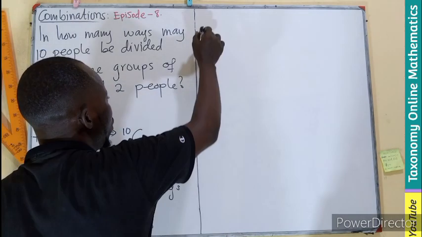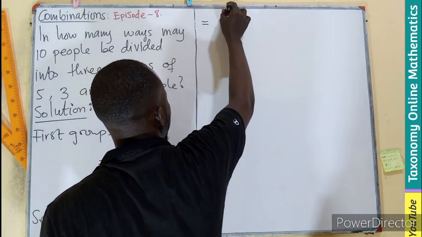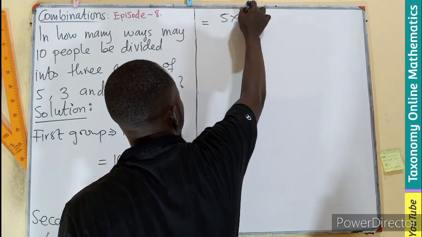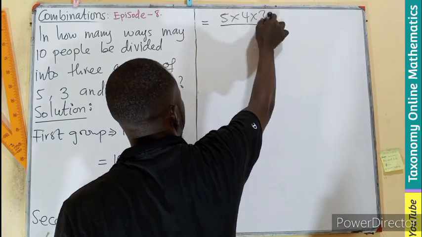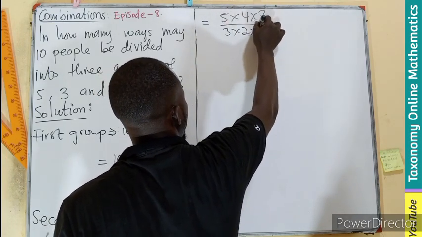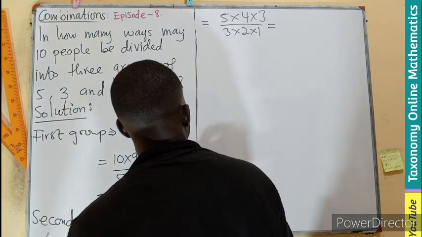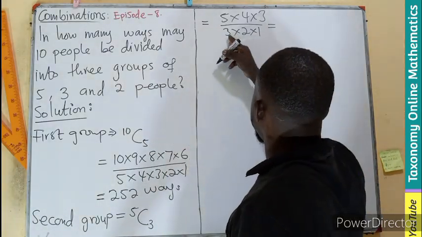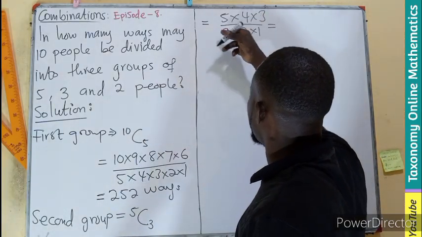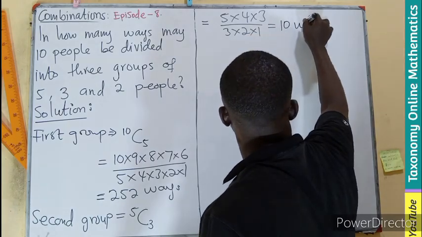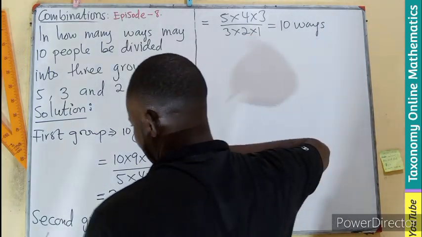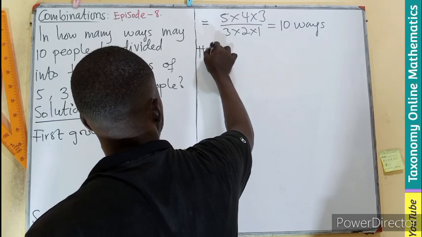Then that can be expanded as 5, 4, 3, 3, 2, 1. You can do all this in the calculator if you want to. This will cancel this. This will be 20 times this. That will be 10 ways. Then let's go to the third group.